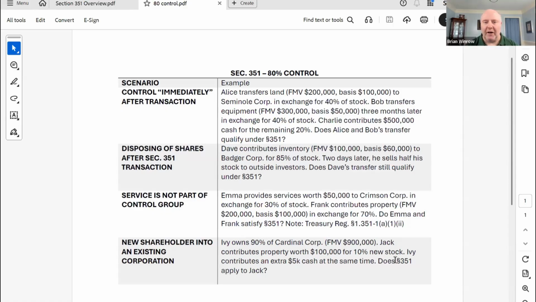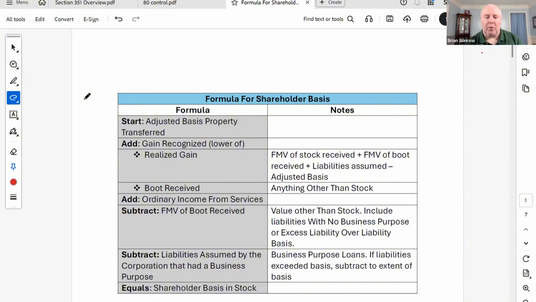What I'm going to talk about is what basis our shareholder is going to have in their property in the corporation, and what basis our corporation is going to have in the property that they received. So we'll start talking about the issue of basis, which is very important to understand. Here's a look at our formulas that we're using when calculating basis, both for the shareholder and for our corporation. So looking at the shareholder first, this is a formula you should be using.